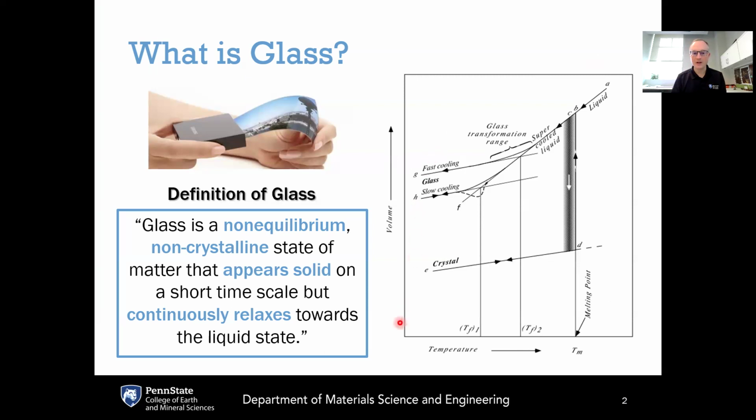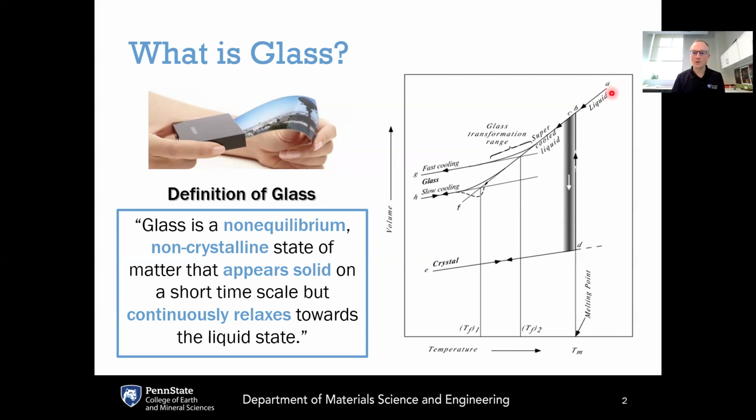So what we have here is that the volume of a material is on the y-axis, and the temperature is on the x-axis. And what we're going to do is start off at this point here, this point labeled lowercase a. This is at high temperature and high volume, and this is in the liquid state. So the equilibrium state of matter at this point A is the liquid.